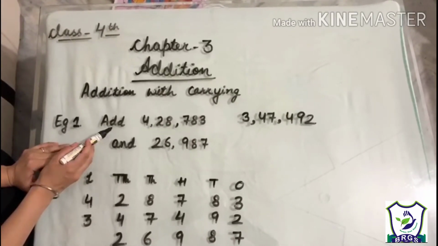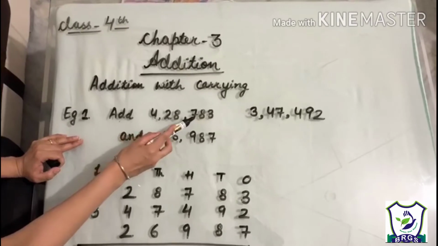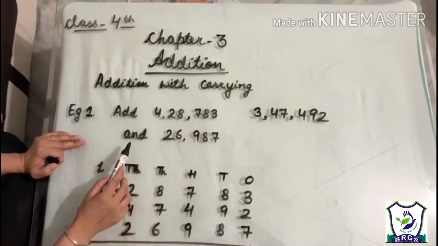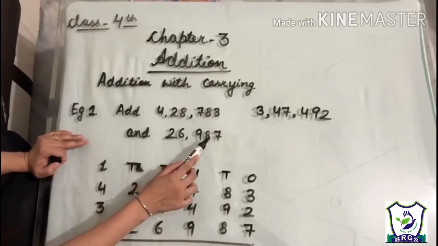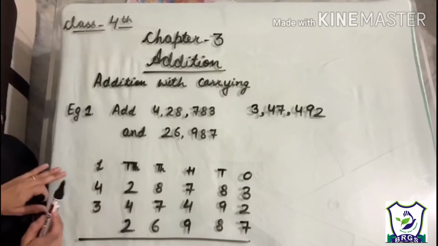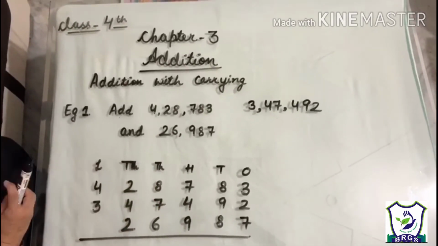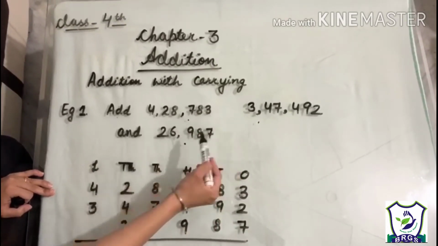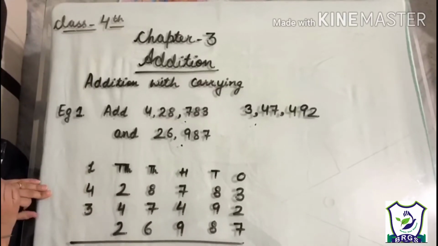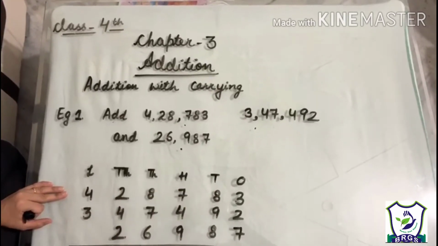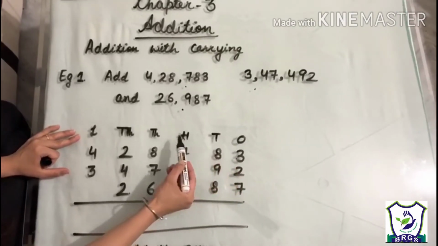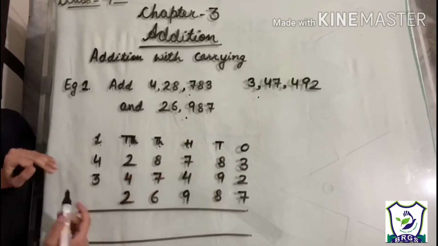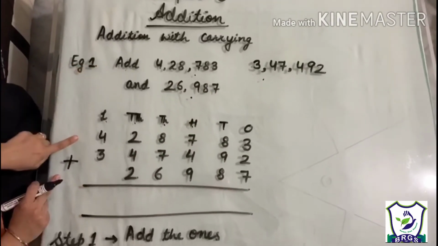Now first example is add 4,28,783, 3,47,492 and 26,987. Okay, first arrange these addends in the columns. The numbers to be added, these are the numbers in which we are going to add. These numbers are called addends. So firstly we are going to arrange these addends in the columns. Column means ones, tens, 100, 1,000, 10,000 and lakh. We will arrange these addends in these columns like I have already arranged, and we have to add these addends.